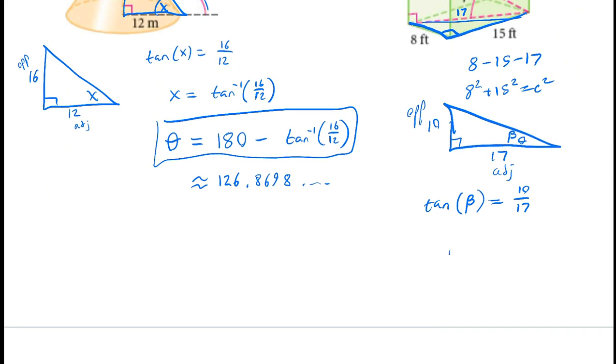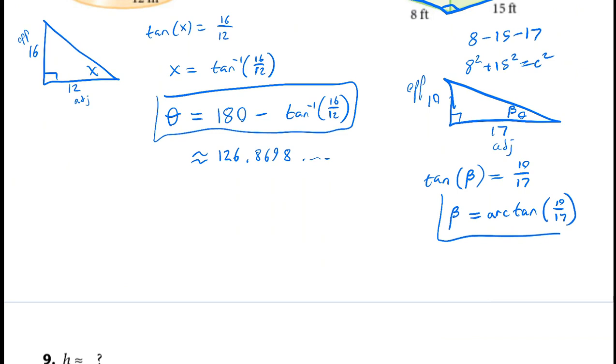So rewriting that, then B is exactly equal to, let's use arctan this time. Just switch back and forth. We're comfortable with both. So arctan of 10 over 17. And so that's the exact value, and it's approximately equal to, so the inverse tangent of 10 divided by 17 is 30.4655... degrees.